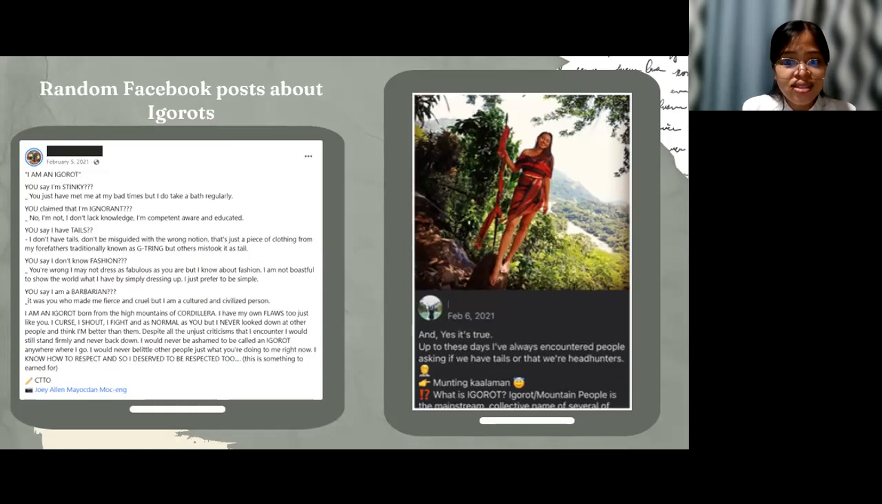"You say I have tails?" Oh, they have tails now. Yes, the tail. Buntot, ayan. "I don't have tails. Don't be misguided by the wrong notion. That's just a piece of clothing from my forefathers, traditionally known as G-string, but others mistook it as a tail."